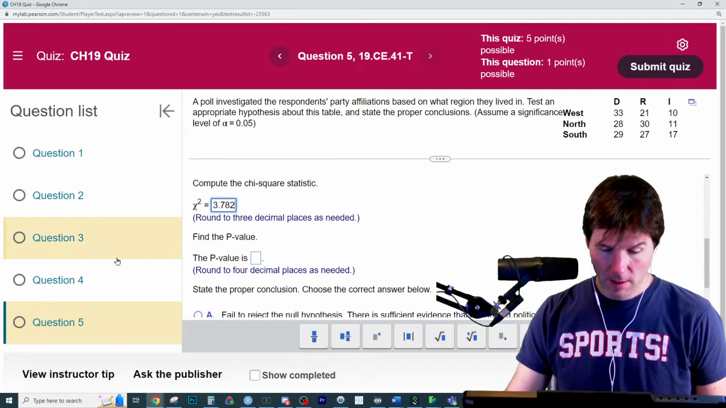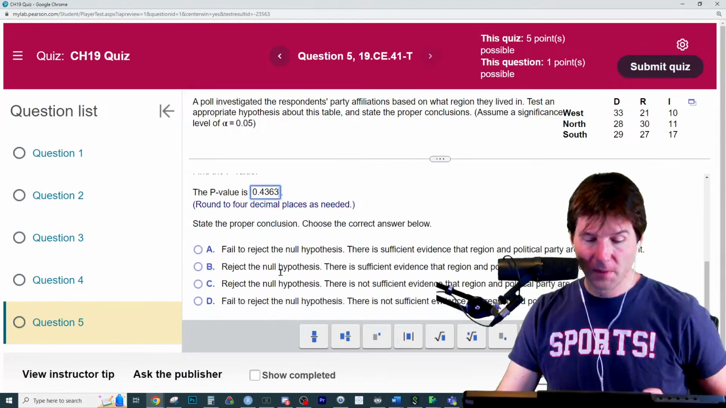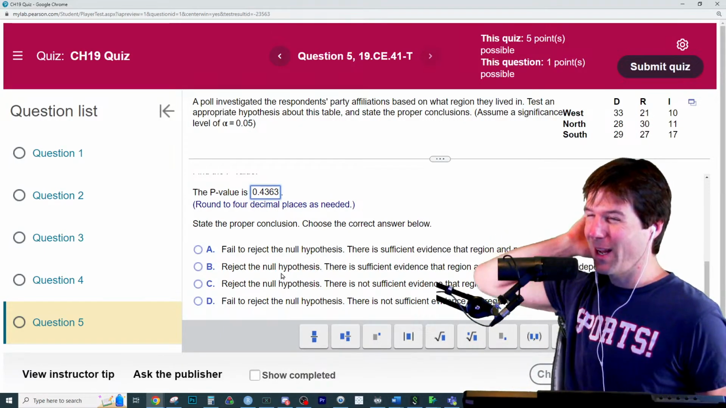3.7. And then this was a neat little number. I think that was right. I'm going to double check it here in a second. I think I got it right.